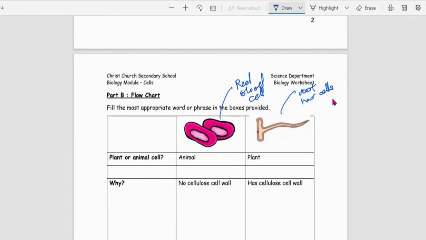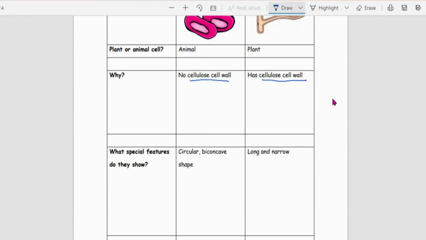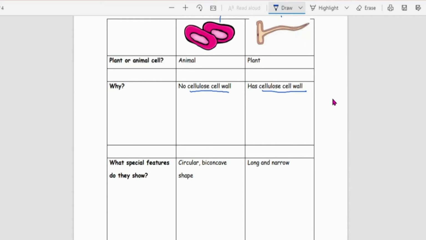How do you know it's plant or animal? One of the key differences is because of the cell wall. Clear cut cell wall. Now, what are the special features that they show? What you can see here, this is long and narrow, the shape. This circular biconcave. The other things about having more hemoglobin, possibly even having no nucleus, you can't spot it from the diagram. That's why you can't list that down.